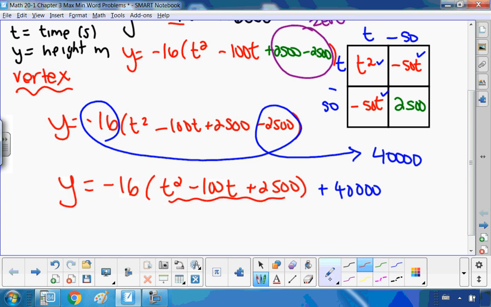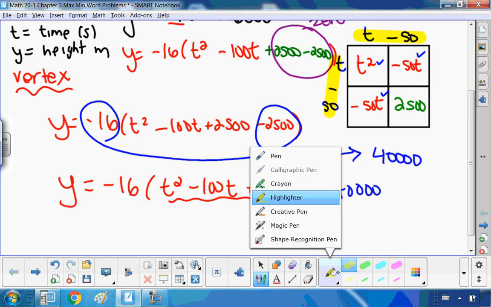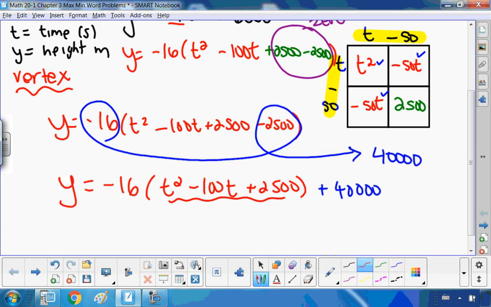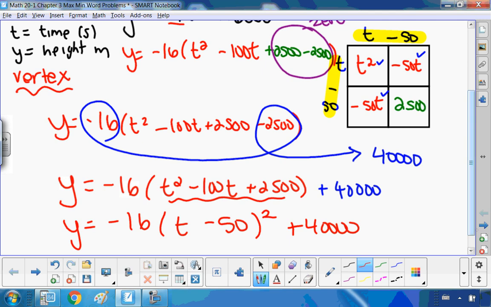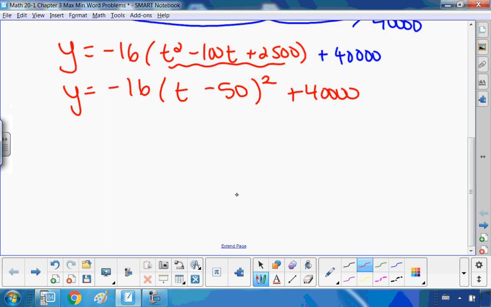So all I have to do is complete the square here because this is now a perfect square trinomial. The whole reason I used the box method is because now I can see this is how I factor it, which is t minus 50, t minus 50, all squared, plus my 40,000 on the outside. So now that I've completed the square, all I have to do is state my vertex. So my vertex is 50 and 40,000.